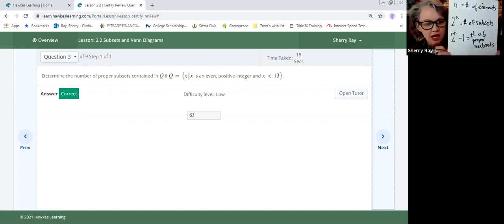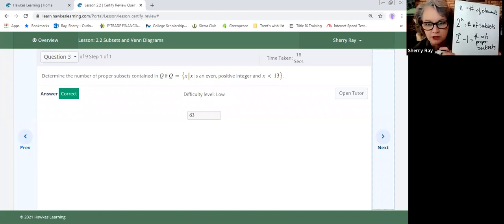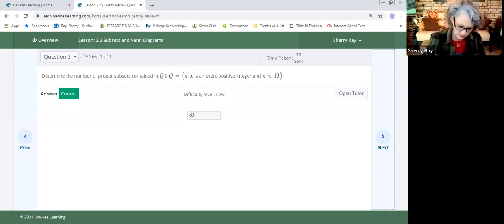Okay. And so I need to first figure out how many even positive integers are less than 13. So we have 2, 4, 6, 8, 10, and 12. I have 2 to the power 6. x is an even positive integer that is less than 13. So 2, 4, 6, 8, 10, 12. That's 6.